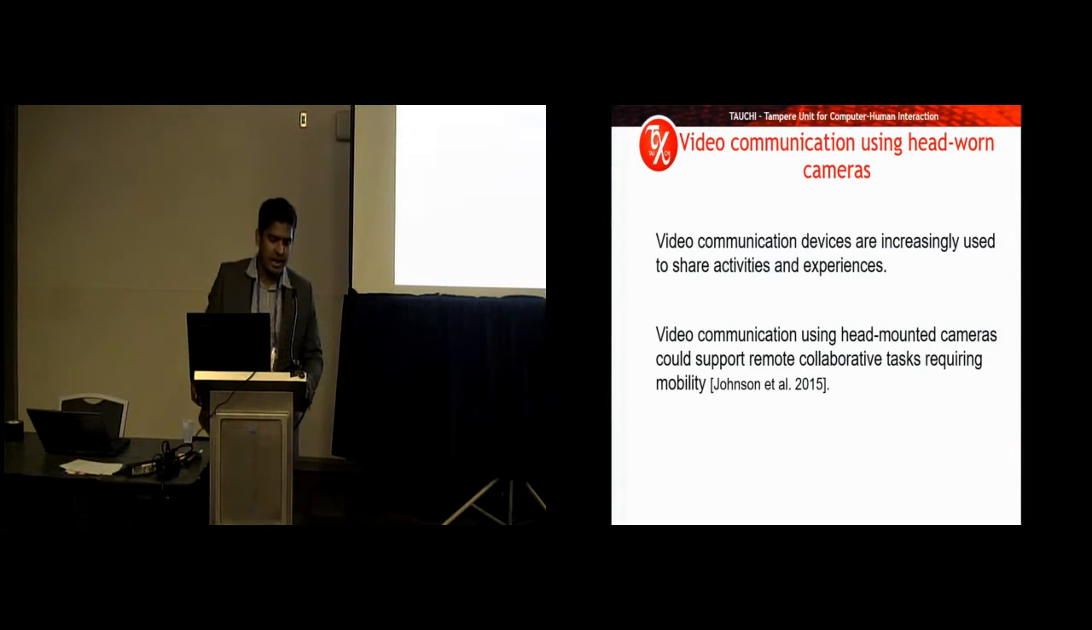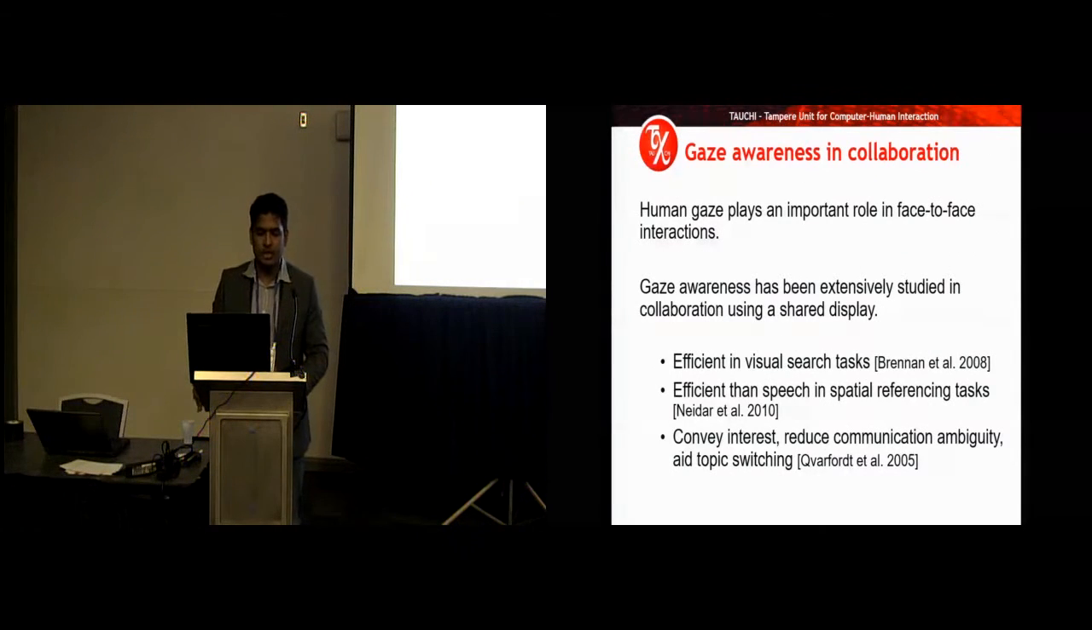Also, head-mounted cameras are growing in popularity. Cameras integrated into smart glasses are known to support remote collaborative tasks that require mobility or use of hands. If you keep that information aside and also look at human gaze, it plays a very important role in face-to-face interactions. For example, eye contact and gaze convey attention. Sometimes you could even point with gaze in face-to-face interactions.